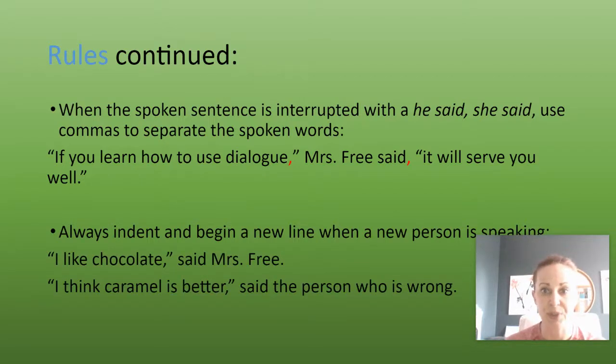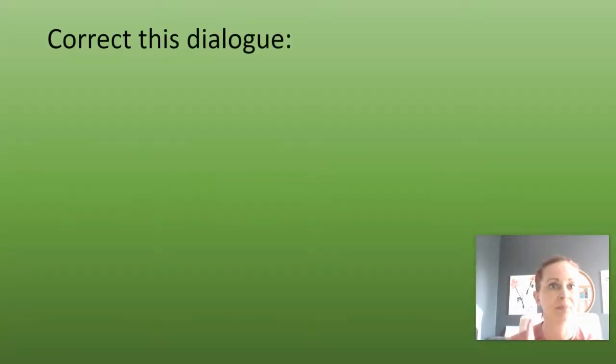Anytime you have a new person who's speaking, you need to start a new line and indent. So if you have a conversation like the one I just pulled up, "I like chocolate," said Mrs. Freeze. "I think caramel is better," said the person who is wrong. You start a new line and you indent it over anytime a new person is speaking, okay? These are just little indications to let you know, okay?